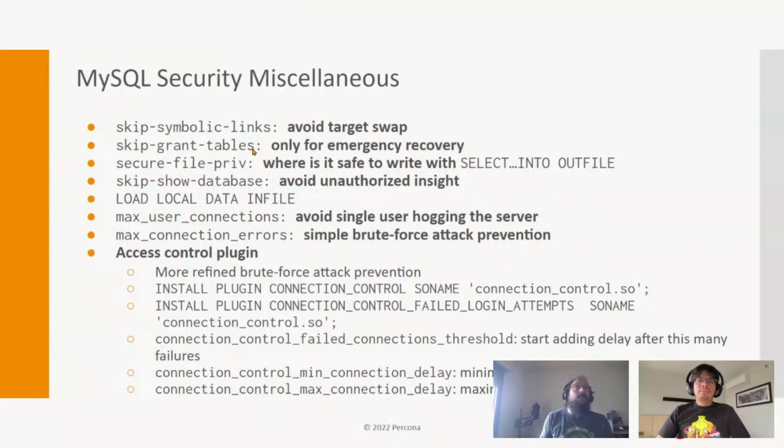Skip-grant-tables. Make sure you never have this on your my.cnf, because that's going to basically skip all the security MySQL provides. So it's only used for emergency recovery. Secure-file-priv is telling MySQL where it is safe to write. Because if I do SELECT INTO OUTFILE /etc/hosts, I'm changing the hosts file. Or if I do INTO OUTFILE /etc/shadow, then I am overwriting the Unix security file. So defining a secure location for MySQL to write is also important.